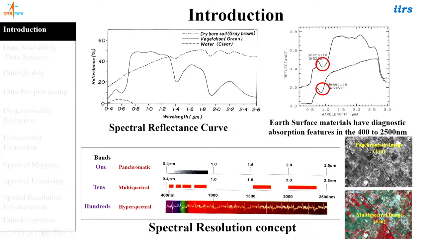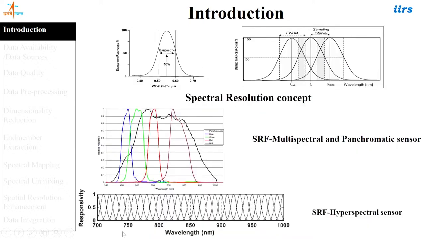Multispectral has tens of bands, which are broad discrete spectral bands: blue, green, red, near infrared, and short wave infrared. But hyperspectral will be continuous. Because of the continuous spectral bands, you are able to get the reflectance curve in more detail, which is helpful for identification and differentiation of the particular material.